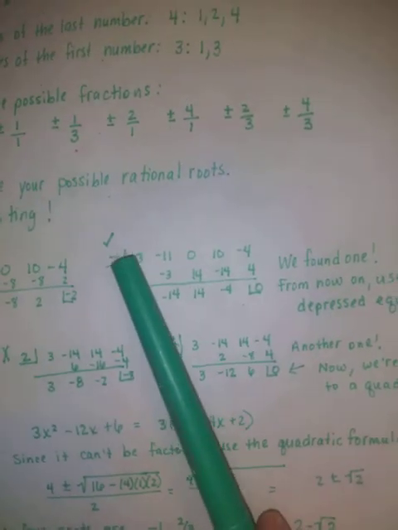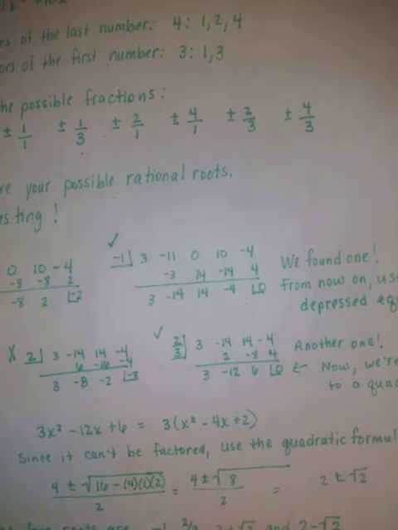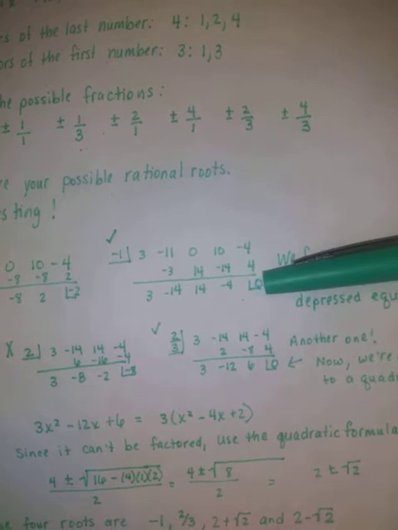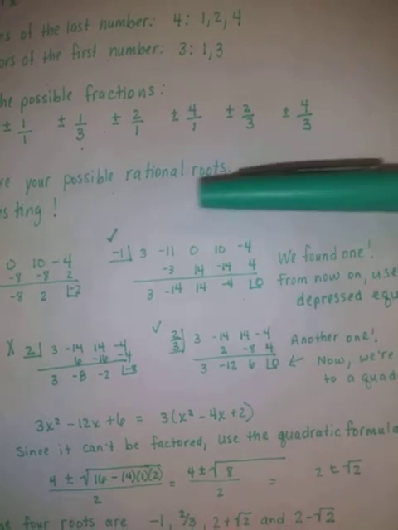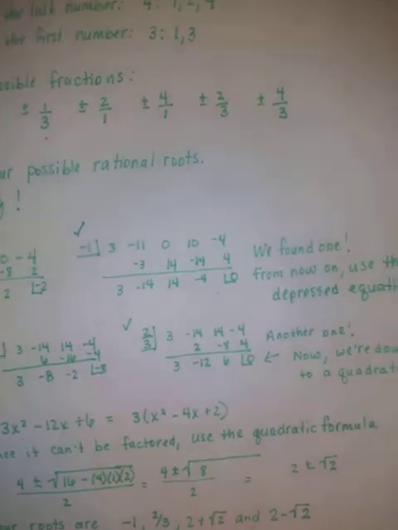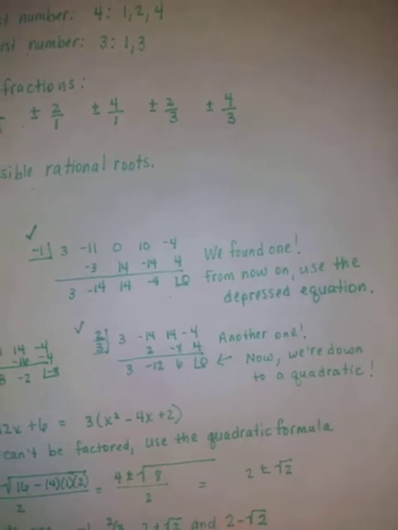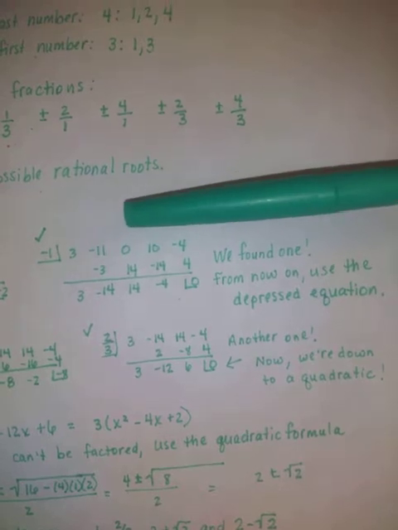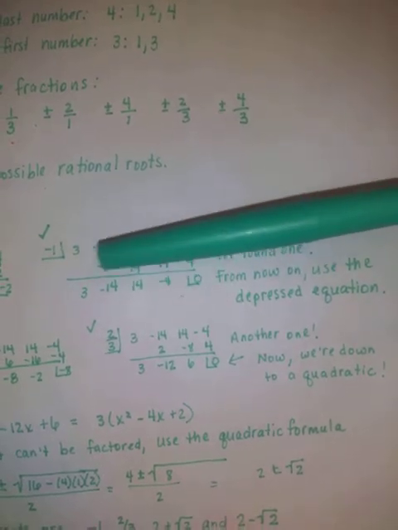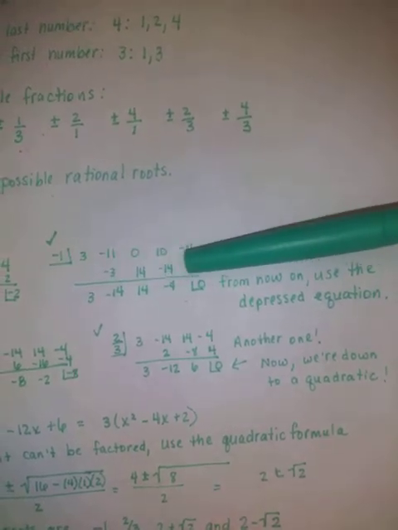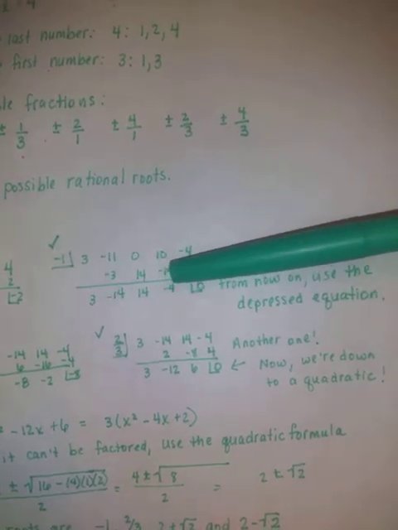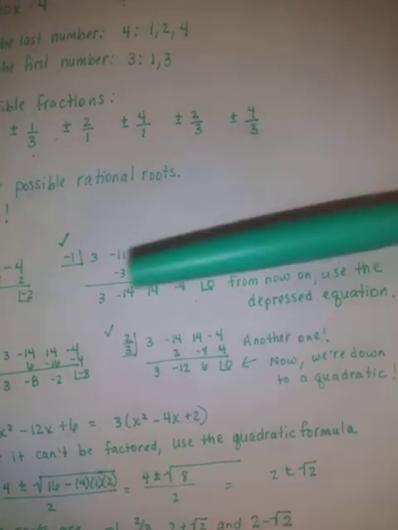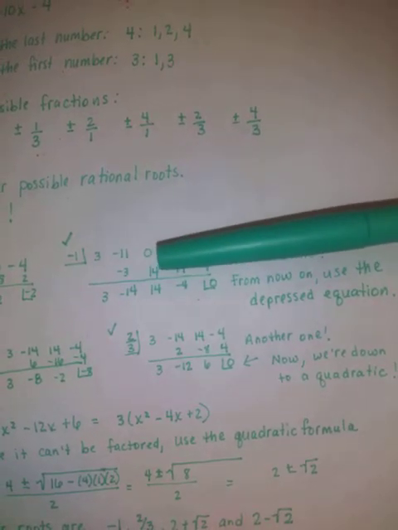You can see that when I did my synthetic division this time with the same method, I won't make you watch me do it again, I got a 0 as my remainder, so this negative 1 is a factor. We found one. So from now on, instead of going back to 3, negative 11, 0, 10, negative 4, we're going to use this depressed equation. Depressed as in one smaller. So now I'm going to keep checking factors, but I'm going to do it with those numbers instead.